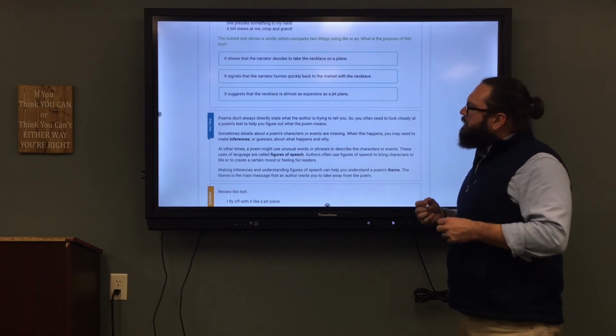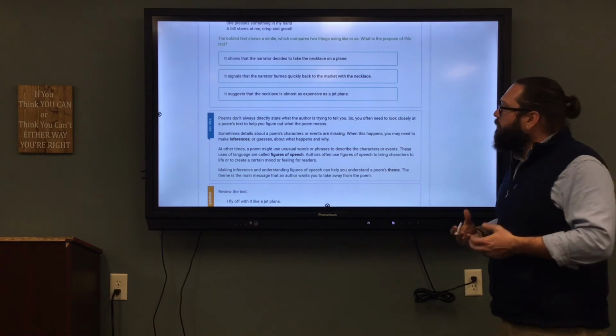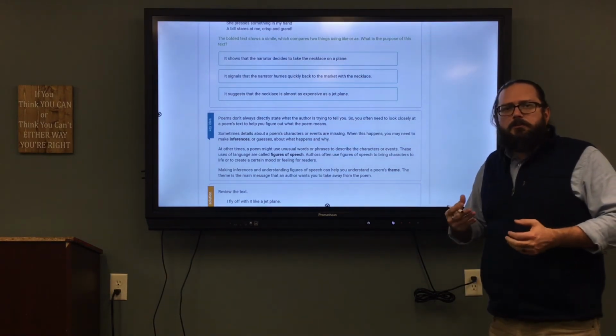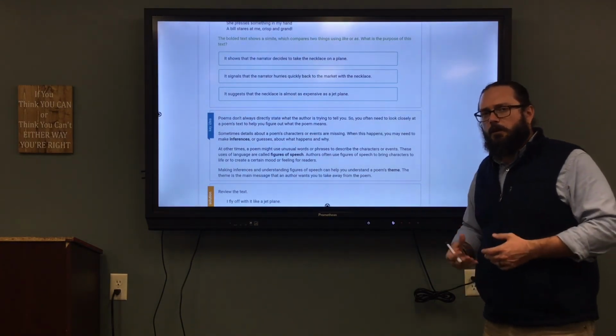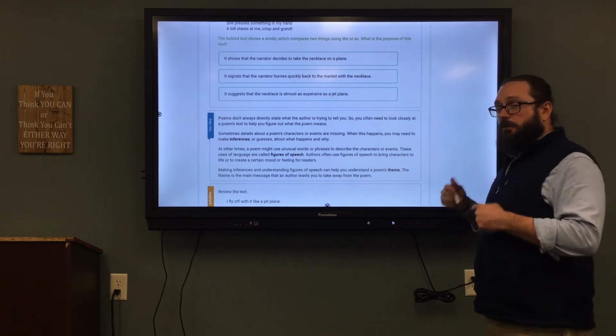So first, we need to remember that poems don't always directly state what the author is trying to tell you. When you read, it's going to require some interpretation and a little bit of detective work on your part to see if you can determine what the author is actually trying to say.